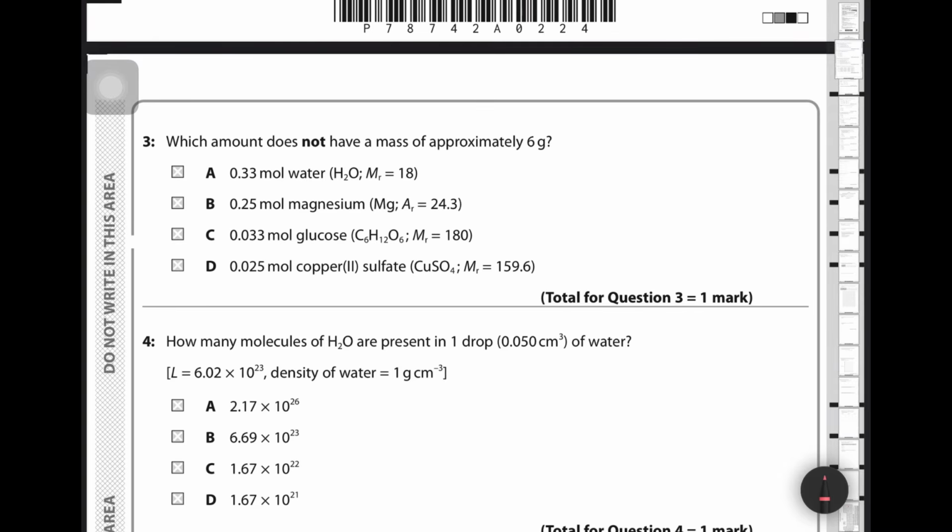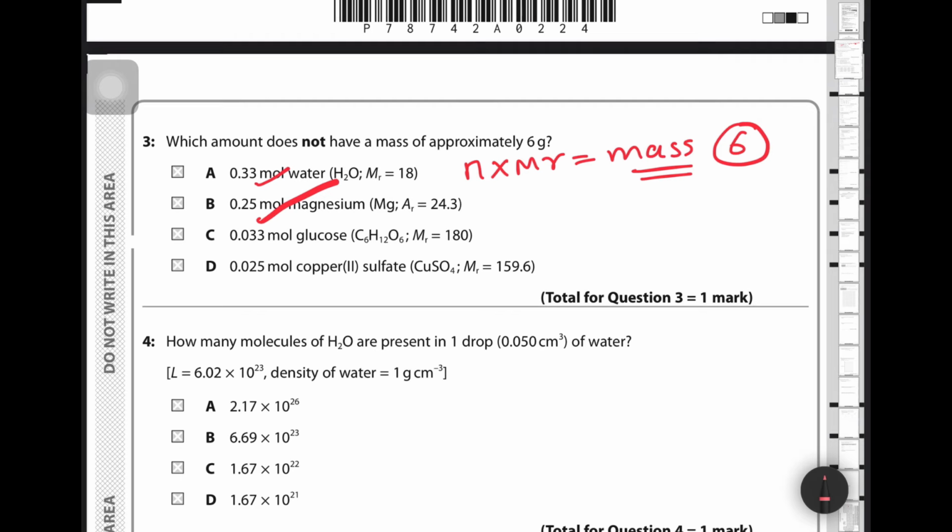It says which amount does not have the mass approximately 6 grams. So let's see, 0.33 moles. You have the moles times the MR, you will get the mass. Now you have to see the mass should be equal to 6, right? Just multiply the moles with the MR, you will get the answer. So this is approximately 6, 0.25 times 24.3. This is also 6. Let's check the next one out.